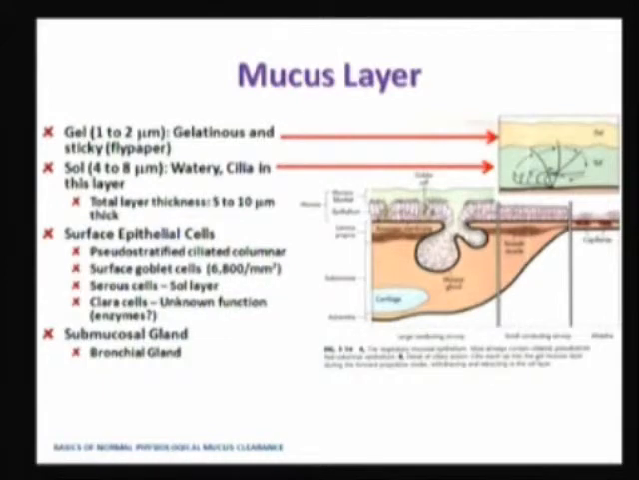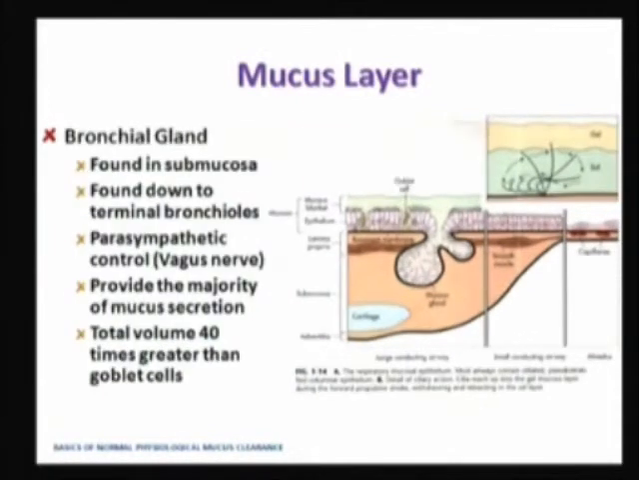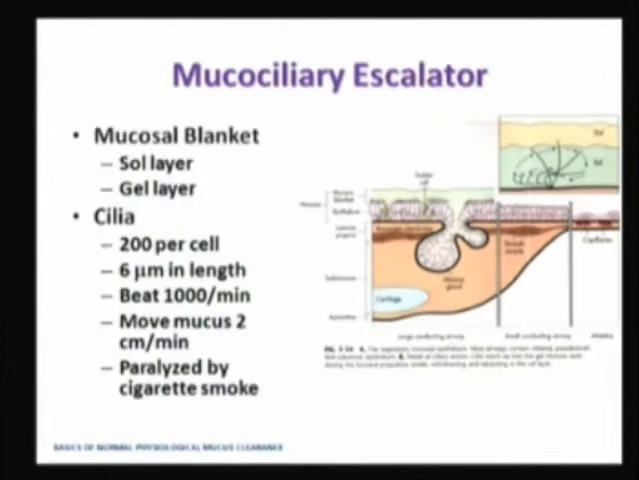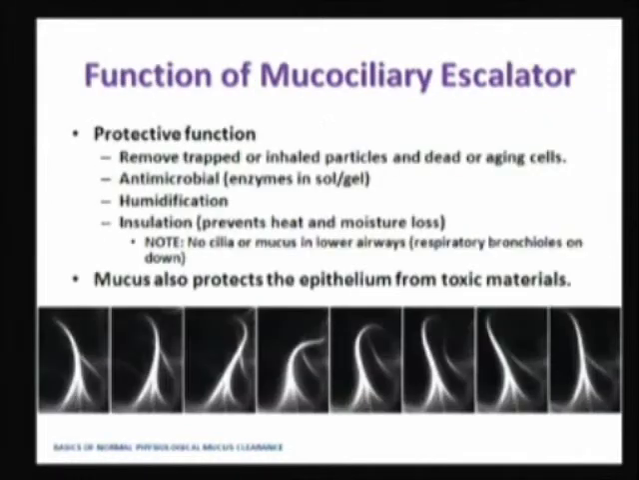Surface epithelial cells, we have many cells. Submucosal glands, bronchial glands that are found in the submucosa, down to the terminal bronchiole, are innervated by sympathetic control and the vagus nerve, and provide the majority of mucus secretions. The total volume is 40 times greater than the goblet cells. The mucociliary escalator is like a blanket. The cilia are well equipped to move the mucus 2 centimeters per minute.